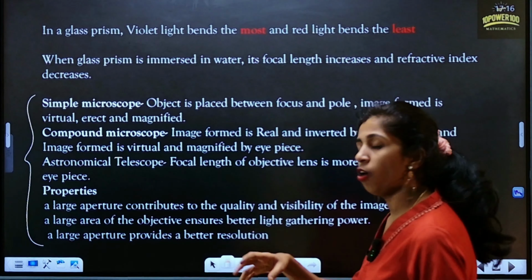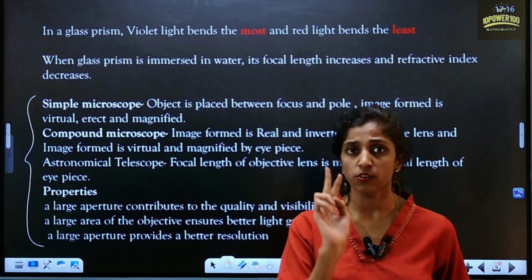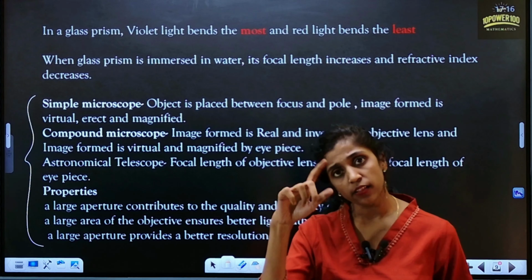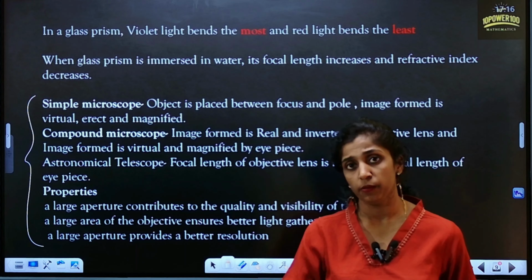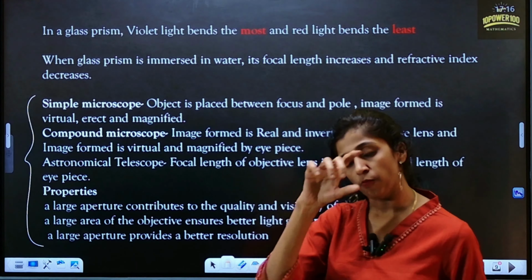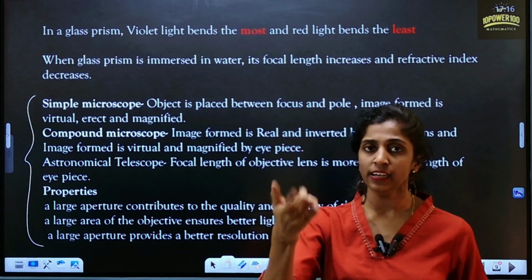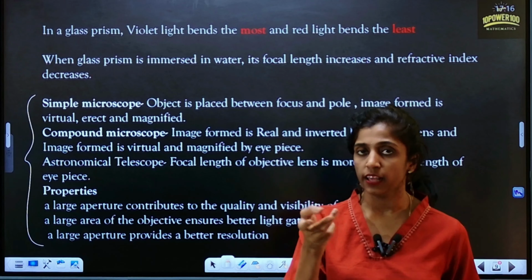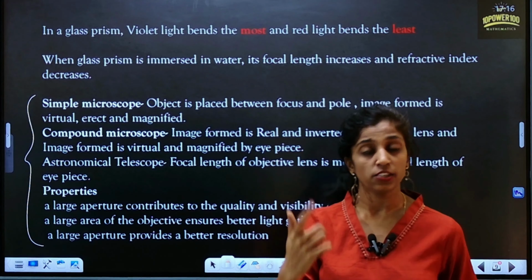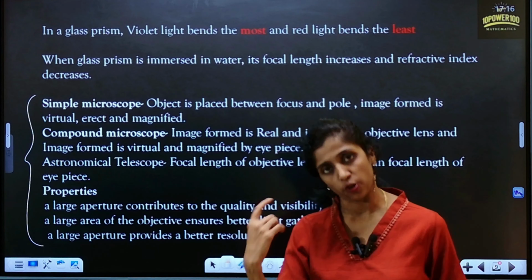A magnifying glass is a very good example of a simple microscope. And then coming to the compound microscope, here you will be using two convex lenses where the focal length of the objective should be less compared to the eyepiece. So please remember this, and the image formed by the objective lens will be real and inverted. And then the astronomical telescope, here it's the opposite: the objective lens will have a larger focal length, whereas the eyepiece has a shorter focal length.